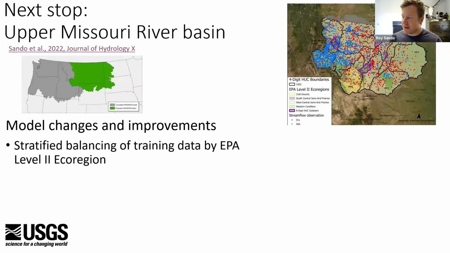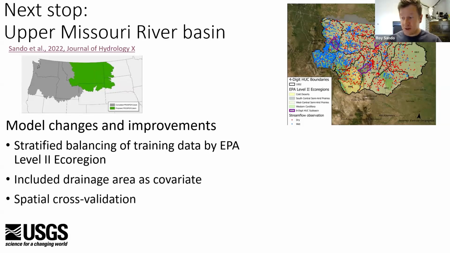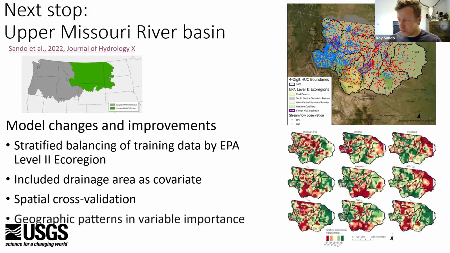So what we did was we balanced by ecoregion and bootstrapped that. We created multiple models and then took an average at the end, which allowed us to represent each ecoregion in a balanced manner. We also included drainage area as a covariate and produced our model uncertainty as a result of spatial cross-validation as opposed to random cross-validation. Another thing that we included was geographic patterns in variable importance. So we could look at each site and say what is the most important variable for that site.